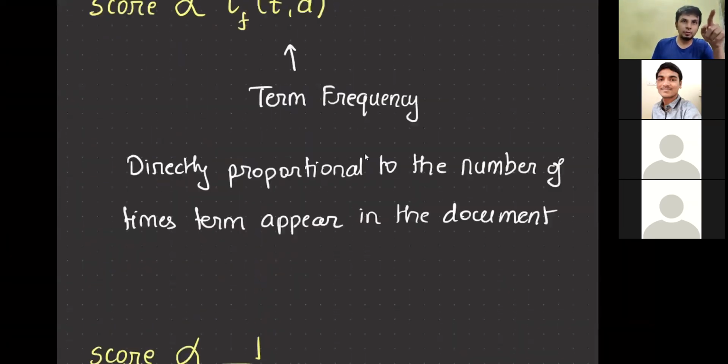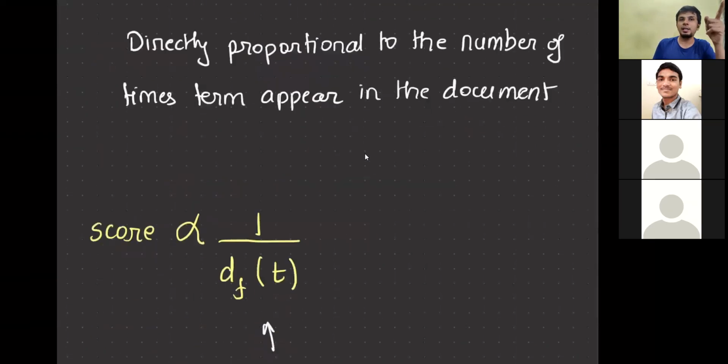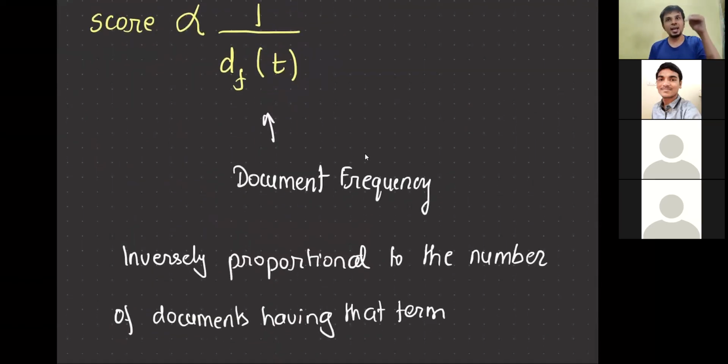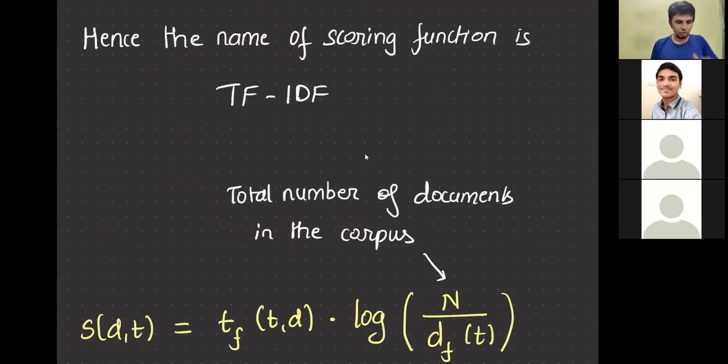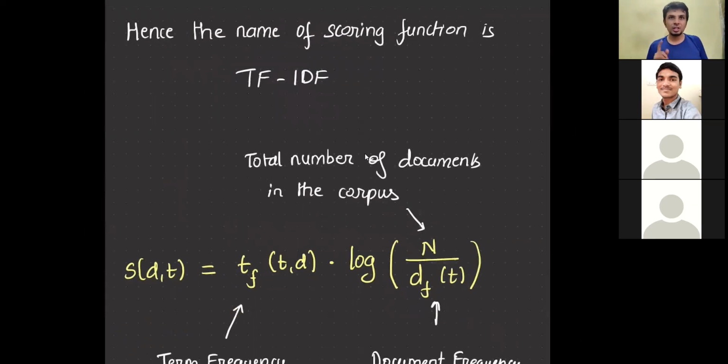So we have term frequency and then we have document frequency, so TF and IDF. This is inverse document frequency. And that's why the algorithm is called TF-IDF, because the score is nothing but the product of TF and IDF. That's why it's called TF-IDF. So hence the scoring function is called TF-IDF.